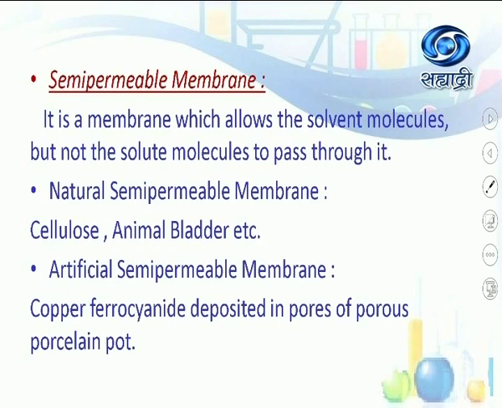There are two types of semi-permeable membrane: natural semi-permeable membrane and artificial semi-permeable membrane. Natural semi-permeable membrane is cellulose, animal bladder. Artificial semi-permeable membrane is copper ferrocyanide deposited in the pores of a porous porcelain pot. Have you followed what is a semi-permeable membrane?